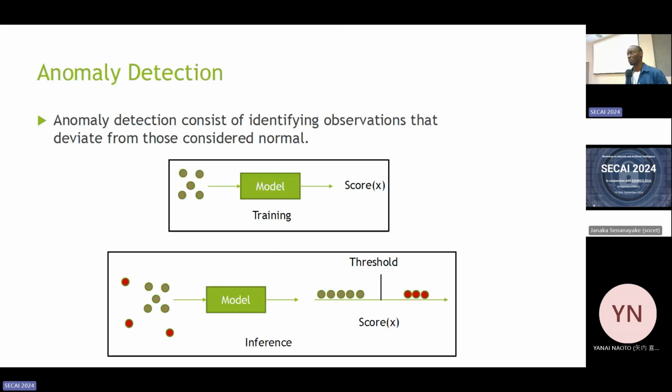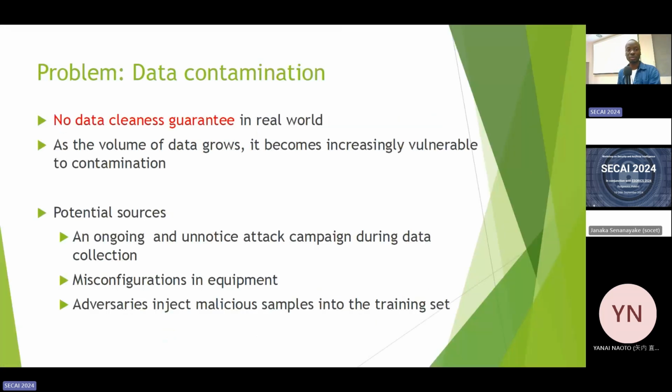And when it comes to inference, once the model is trained, then we provide data points there, which represent some anomalies. And given some threshold, the model should be able to separate normal data from anomalies using the score that it has learned from the training process.